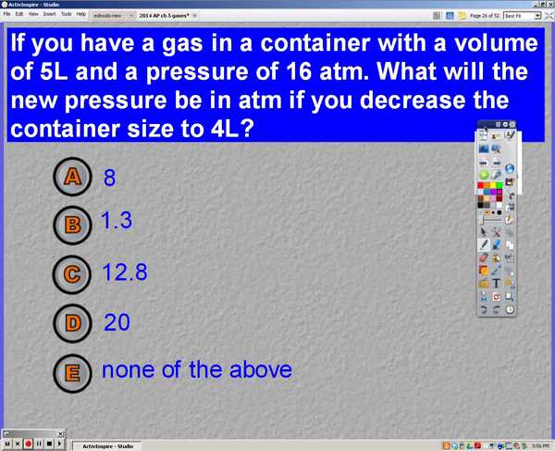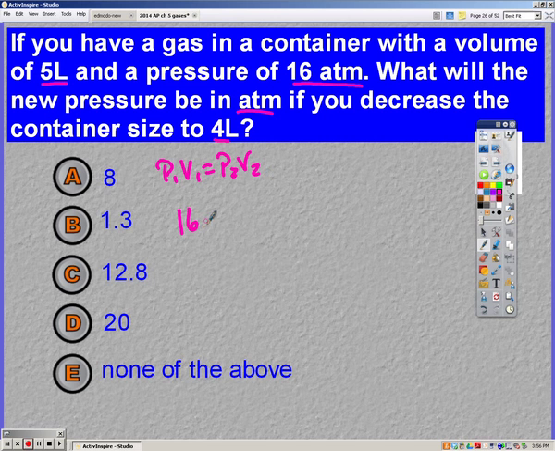So we have a volume of 5 liters and a pressure of 16 atm. So we're dealing with volume and pressure. First thing you need to do is write out your equation. So every problem, write your equation out first, and then you can plug in your values.